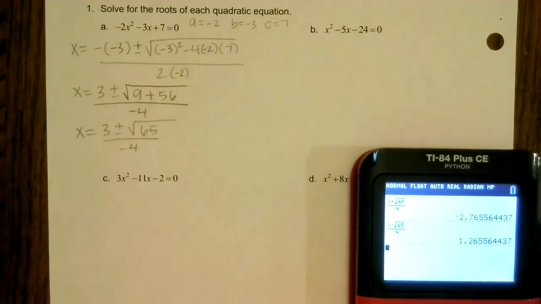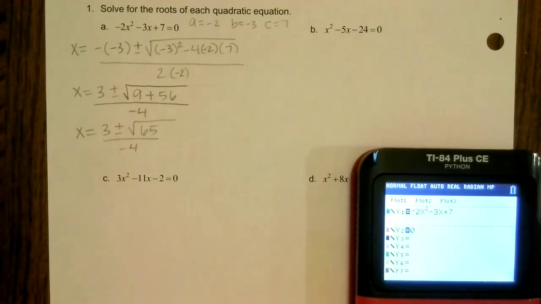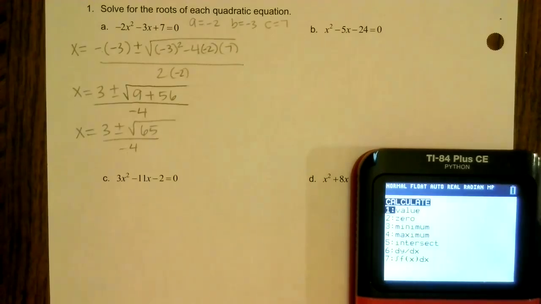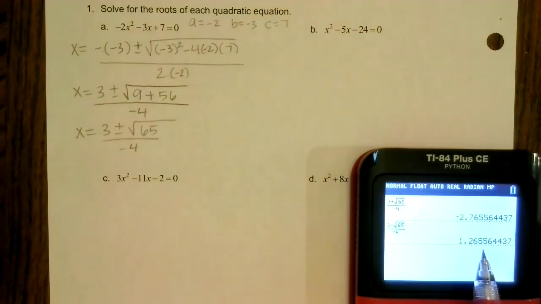And so there it is at 1.2655. That's the decimal approximation. I want to show you real quick. If I go to my y equals and I put in my equation here, and then I put in 0 for y2, we're going to graph this. I hit second trace, intersect, and I move over to my zeros, and I'm going to hit enter, enter, enter to find that intersection. There it is at 1.2655, which is exactly what we just saw right here, 1.2655.